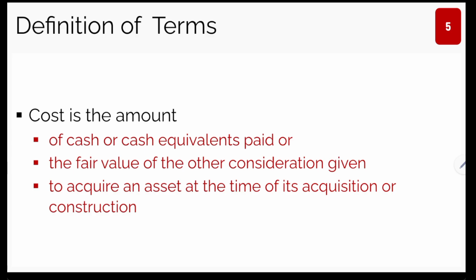All right. So the next one is that it could be the cost to acquire an asset at the time of its acquisition or construction. Now, it's important to note that sometimes an item of property, plant, and equipment may not necessarily be purchased by acquisition.